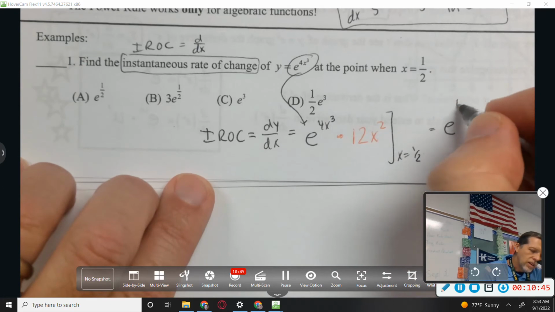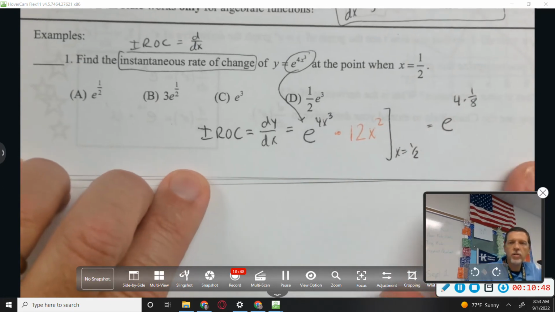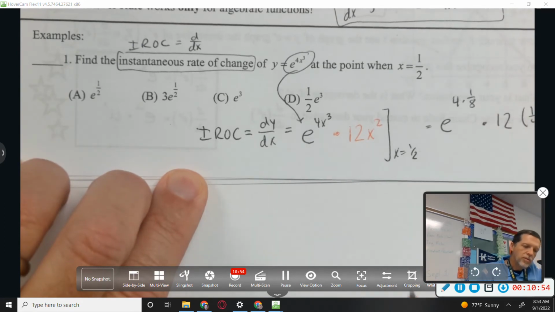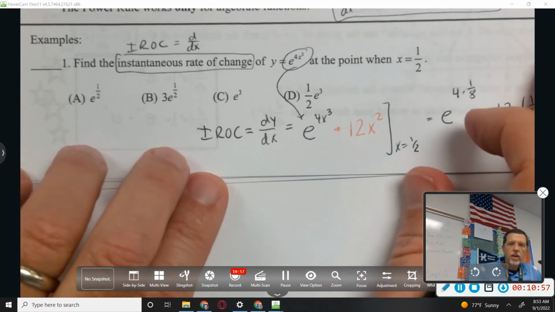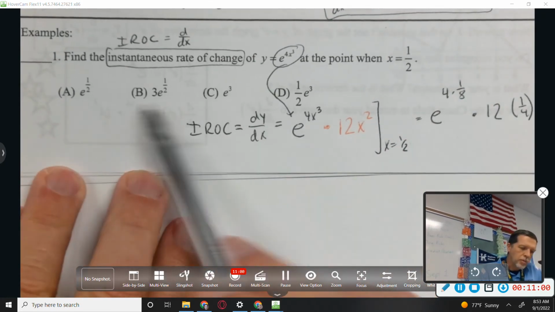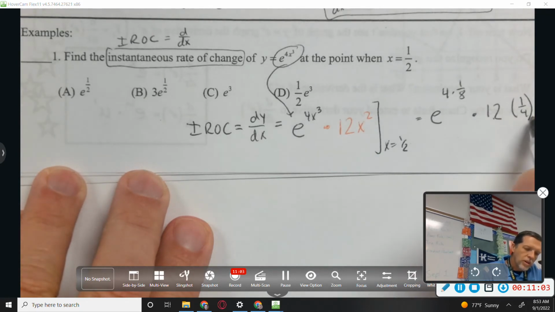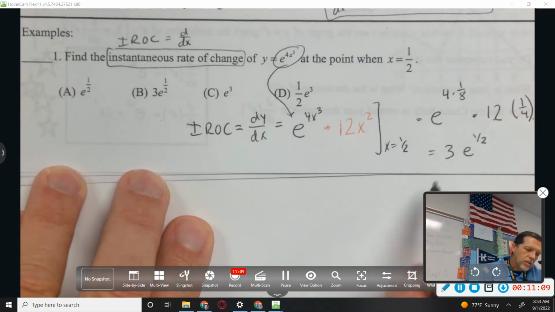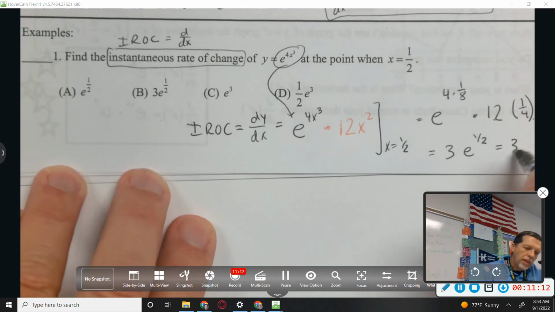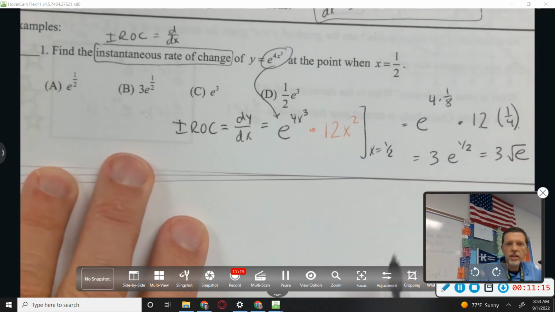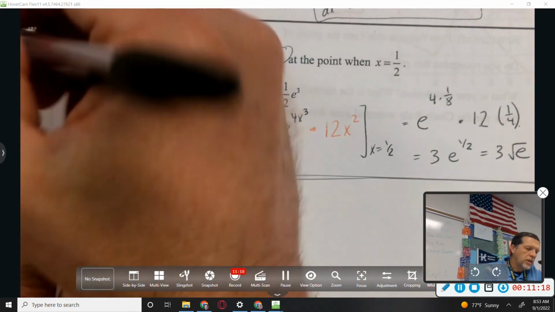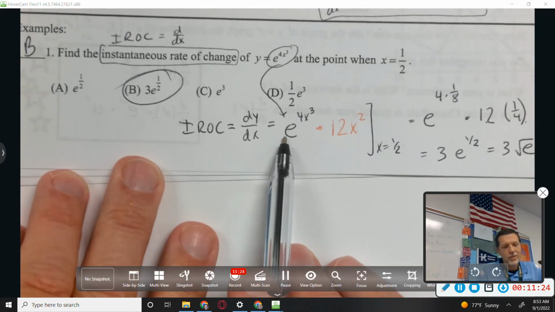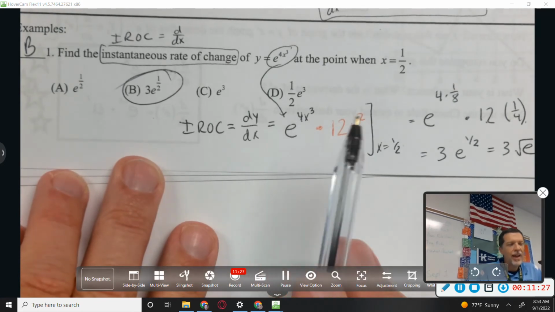So e to the 4 times 1/8, if I cube 1/2, times 12 times 1/4, because 1/2 squared is 1/4. That would be a safe stop, but we've got multiple choice. We need to clean this up a little bit. 12 divided by 4 is 3, and 4/8 is 1/2. So 3e to the 1/2. That's the same thing as 3 times the square root of e, but I should have looked at my answer choices first. There's 3e to the 1/2. So that's a long note, but it's an easy process. Keep the thing and don't forget the chain rule.